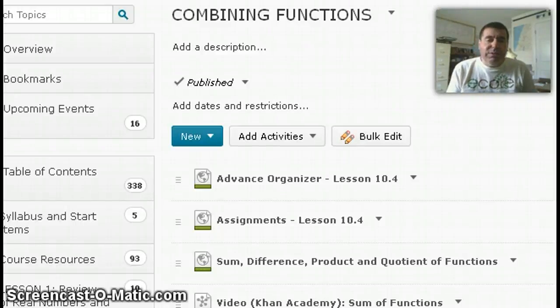Okay, students, welcome to 10.4. And here we're talking about function combinations. So these are operations of two or more functions.